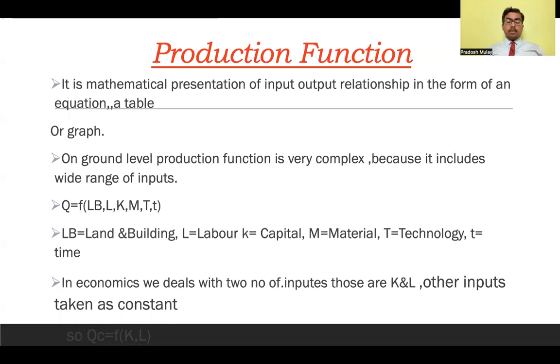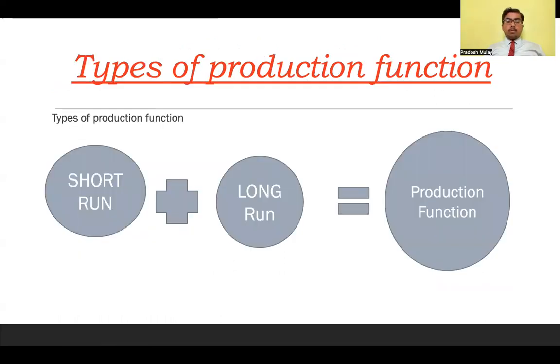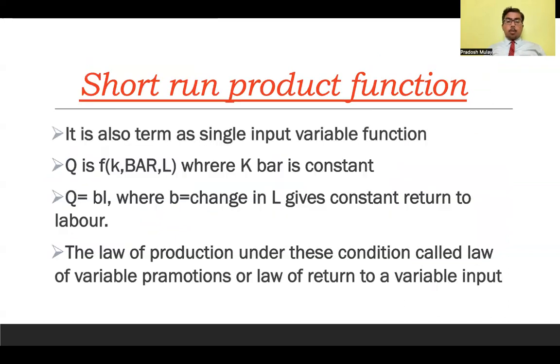In economics, we deal with two inputs, those are K and L. Other inputs are taken as constant. In types of production function, short run plus long run is equal to the production function. The short run production function is also known as the single variable input function. Q = f(K bar, L), where K bar is constant. Q = BL, where B is the change in L, gives constant return to labor. The law of production under this condition is called the law of variable proportion or law of return to a variable input.